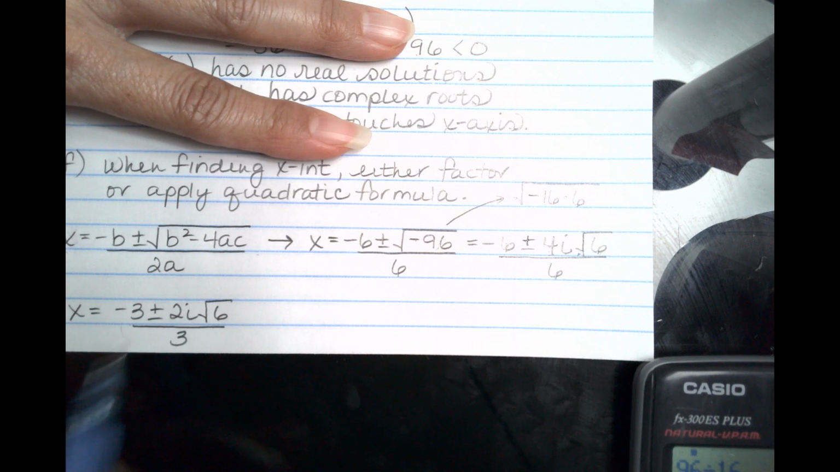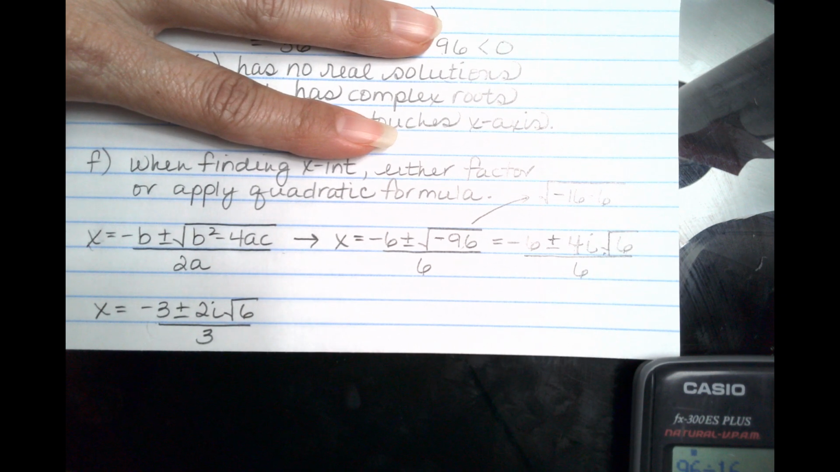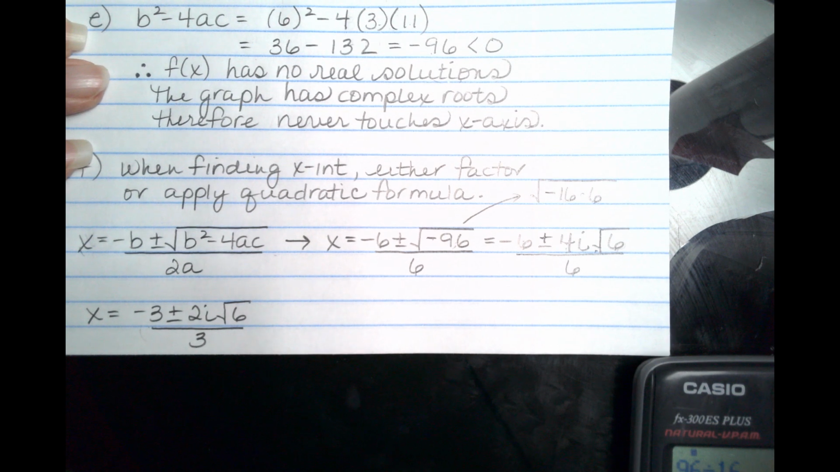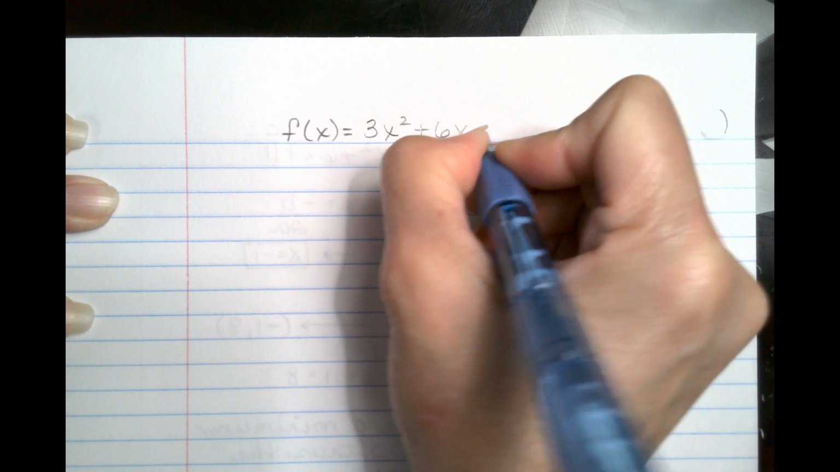So here are my complex roots. Okay, those are my complex roots. Now the extension that I wanted to bring your attention to. So let me flip this over. I'm going to rewrite this function here at the top. f of x equals 3x squared plus 6x plus 11.